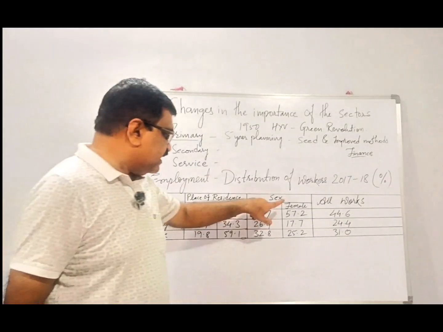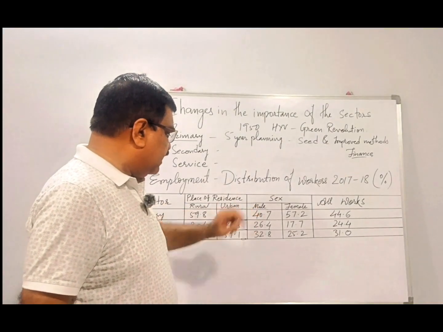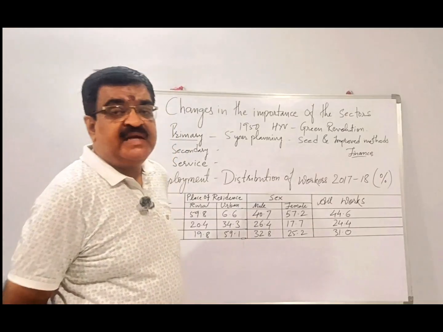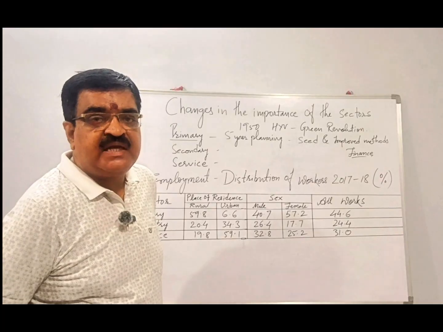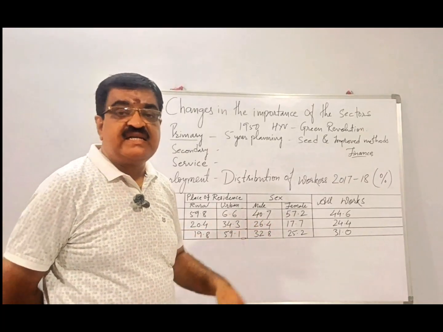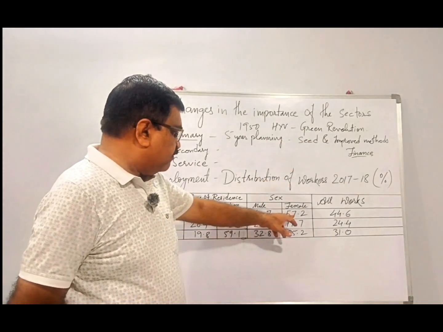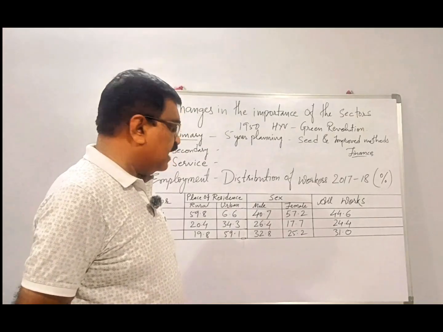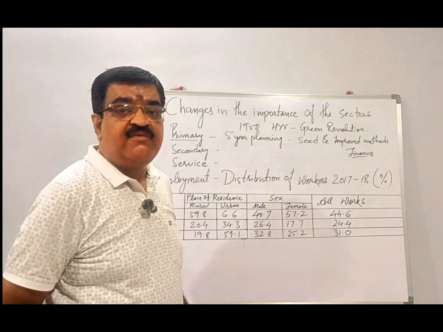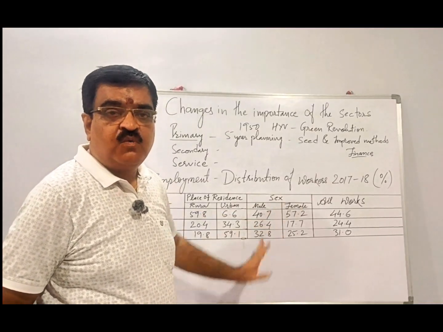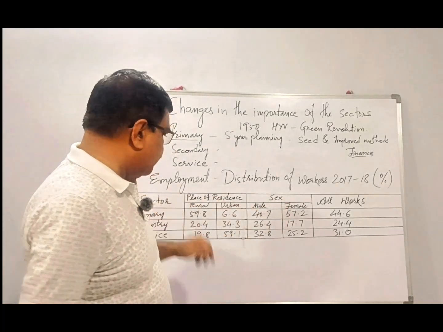Now we will see the gender difference of who is involved in the primary sector. 40.7% of males are involved in the primary sector, because most of the males are involved in the secondary sector as daily wage labor or in something else in the secondary sector. 57.2% of females are involved in the primary sector, because females do not have many opportunities or availability of work, and that's why most of the females are involved in the primary sector.